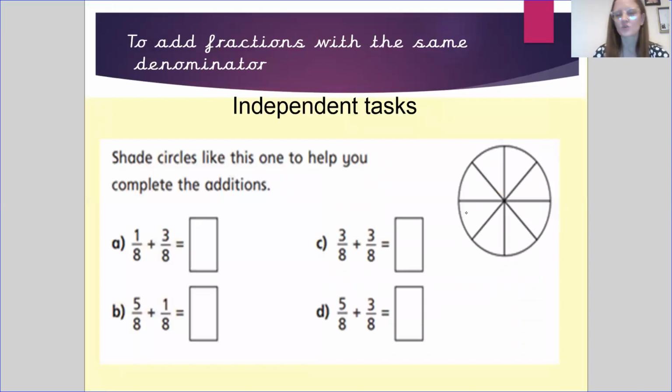Once you have done those two questions, you will then be looking at your independent task. Your independent task says the following. Shade circles like this one to help you complete these addition questions. So you need to draw some circles and break them up into 8 equal pieces, and then use that to help you to answer the following. 1/8 plus 3/8, 5/8 plus 1/8, 3/8 plus 3/8, 5/8 plus 3/8.